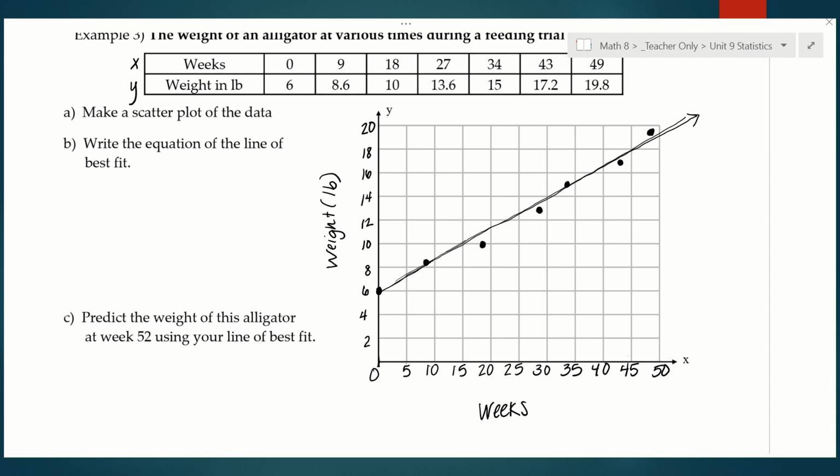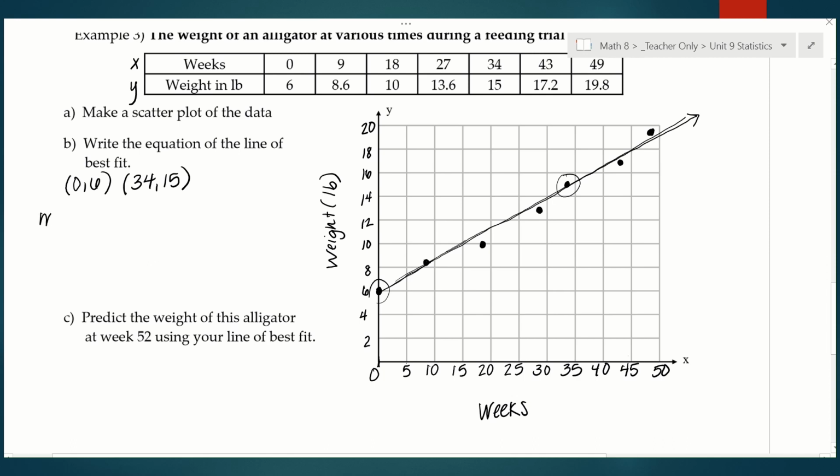Okay, so for my equation, I'm going to use that first point, 0, 6, so this one here. And then anything else look good? What's this one? 34, 15. Or I don't want to use 9, 8.6. I'm going to stay away from the decimals. So I'll use the 34 and the 15. Not that it would be wrong if I used the decimal. Sometimes it's easier to stay away.